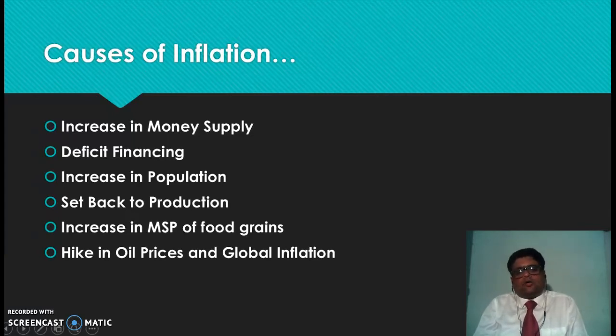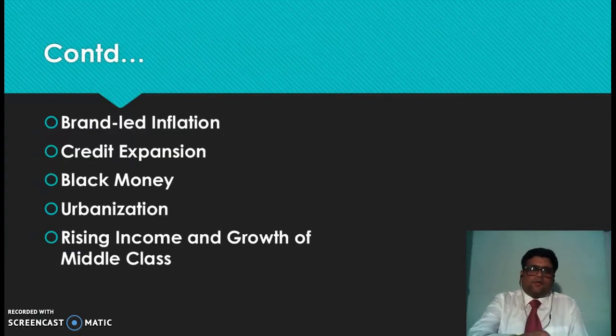Then comes the hike in oil prices and global inflation. I believe all of you know that 90% of our oil needs are imported. We are dependent on imports, and whenever there is a hike in oil prices, we suffer because transportation expenditure gets higher, and total cost also increases. So that is why inflation comes. Then comes global inflation. Today's economy is a global economy. We all are interconnected with each other due to globalization, and whenever there is global inflation, definitely there will be certain effects in the domestic country as well.